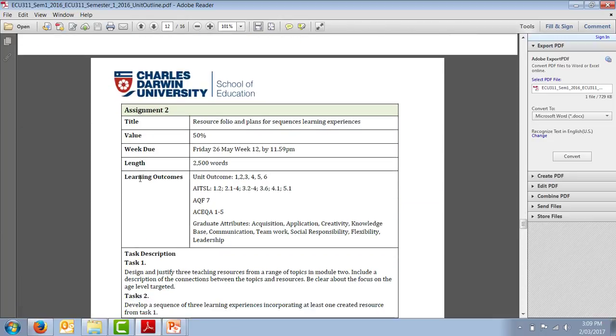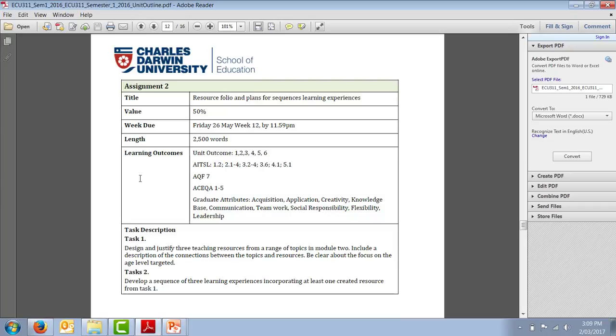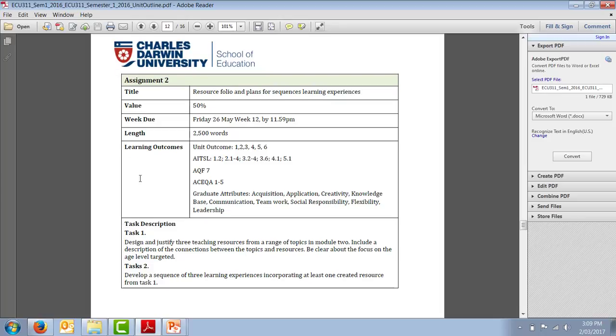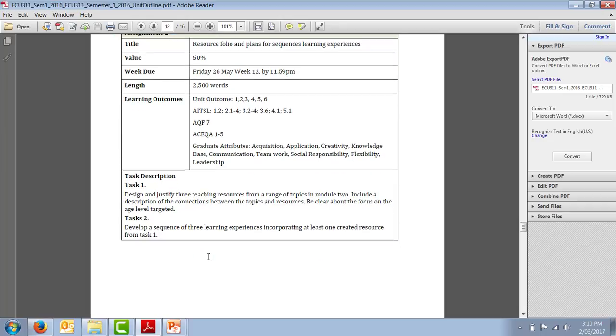Assignment 2, I'm not going to talk too much in depth with this one, but it's worth 50%. It's a resource folio and plans for sequences in learning experiences, and it's in relation to health and physical education. So you're going to design and justify 3 teaching resources from a range of topics in Module 2, Health and PE. Include a description of the connections between the topics and resources, and be clear about the focus on the age level targeted.